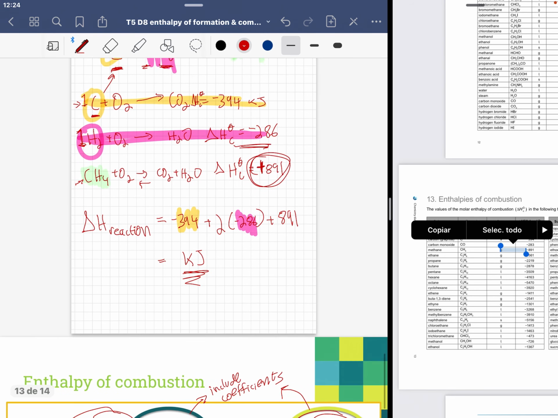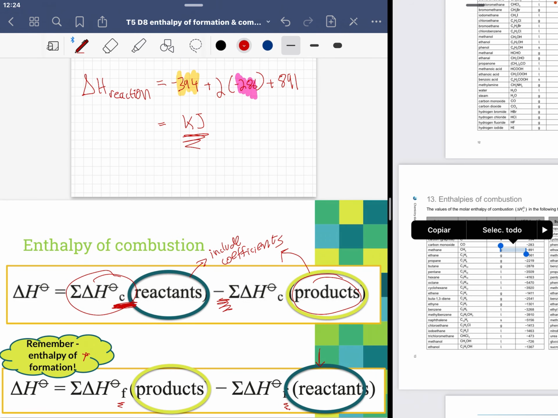So I hope that helps. We're really focused on trying to understand why these are the case. And you do need to understand the definitions of standard enthalpy of combustion and standard enthalpy of formation, because you could be asked to use them to find delta H for some reaction, or you could also be asked to come up with a standard enthalpy of combustion or standard enthalpy of formation for just one particular molecule.